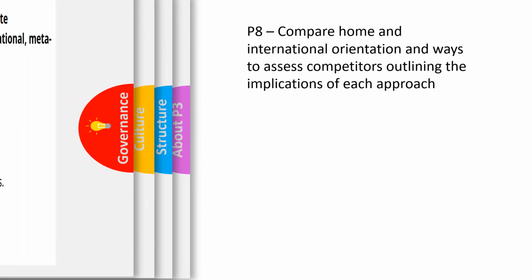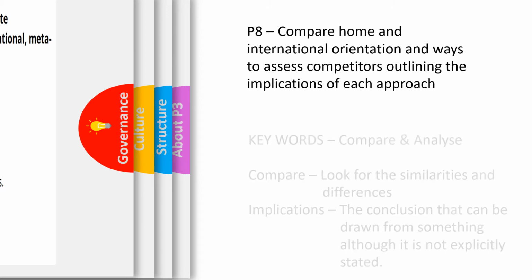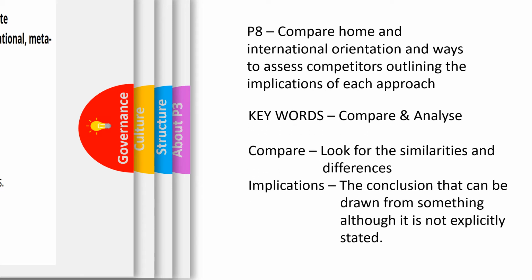So the question says compare home and international orientation and ways to assess competitors, outlining the implications of each approach. Before we break down the question, we need to understand the key words. The key words here are compare and implications. Compare means to look for the similarities and or differences, and implications really means the conclusion that can be drawn from something, although it is not explicitly stated.